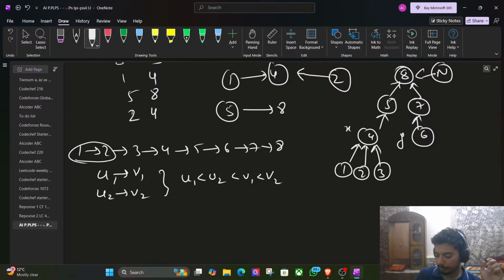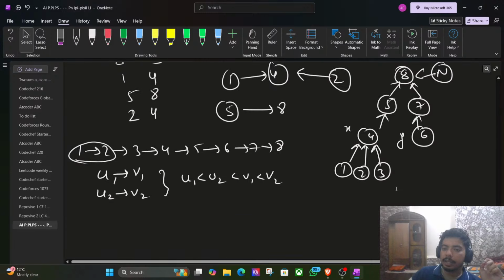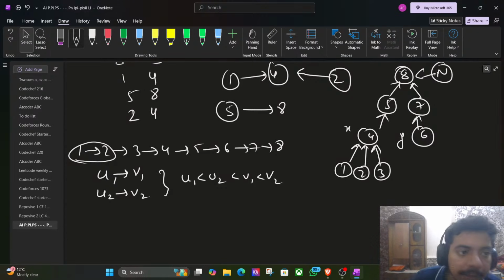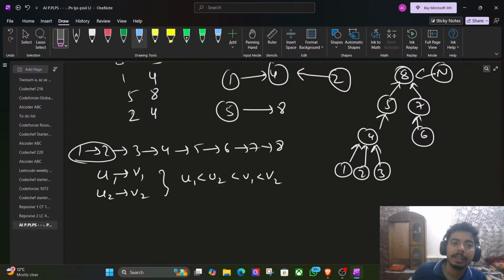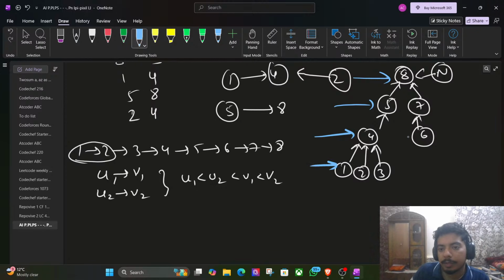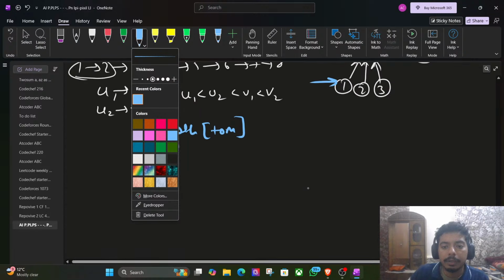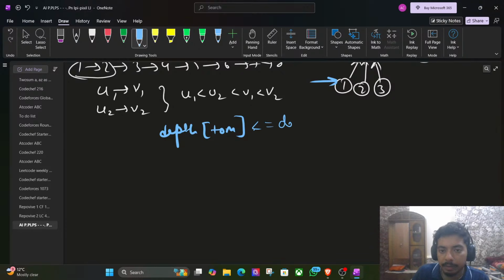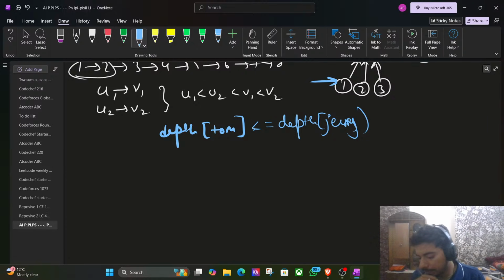Right? So your graph is a tree. Now, your graph is a tree. What is the condition when Tom will win? If it is a tree and we are moving upward, Tom can only win at one certain condition, which is, these are the depth levels. Okay, so the depth of Tom must be less than or equal to depth of Jerry. This is the only condition where Tom will win.